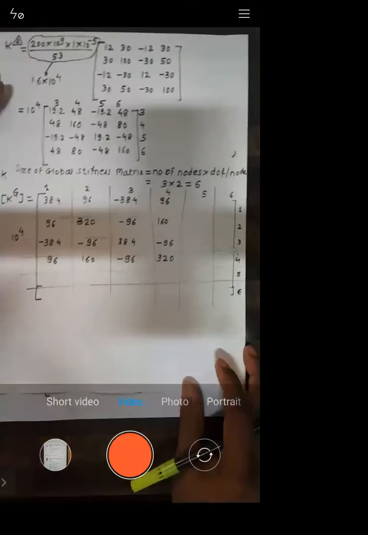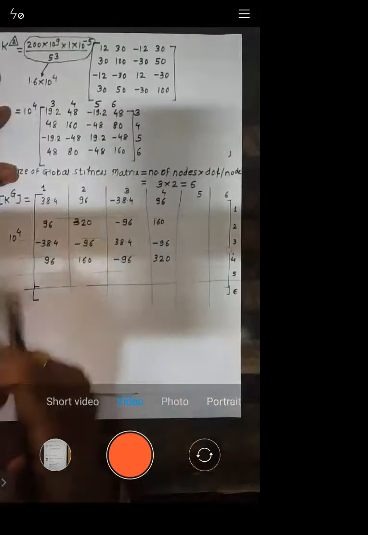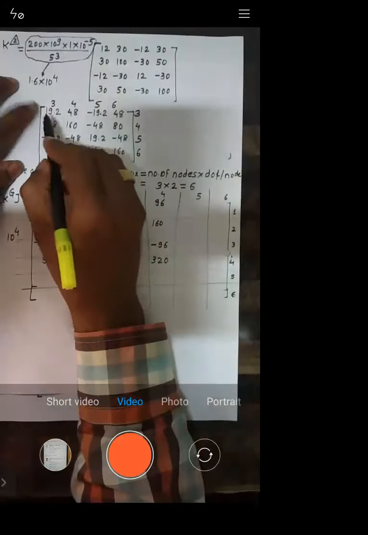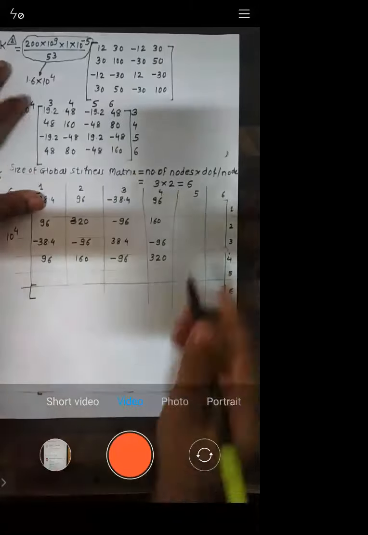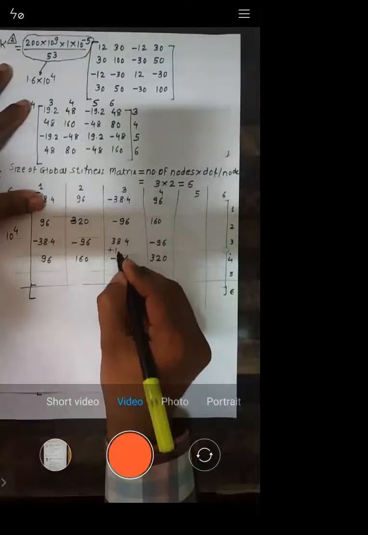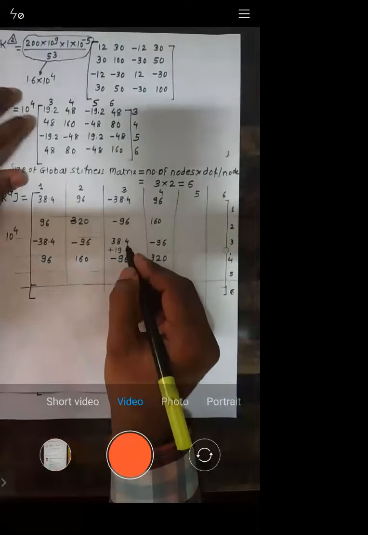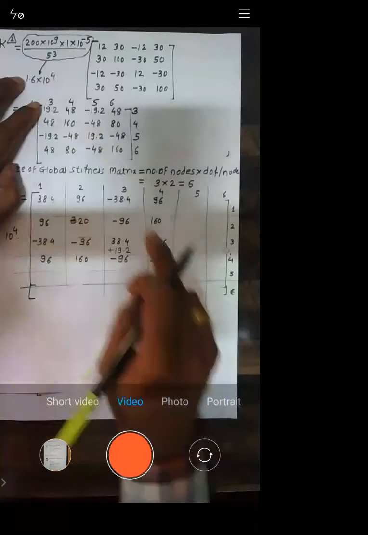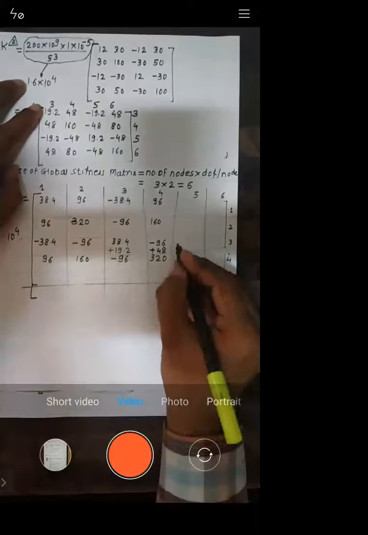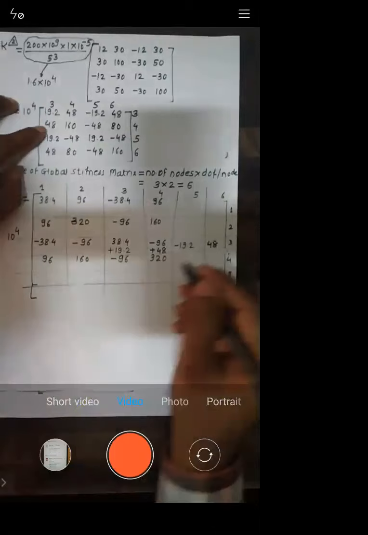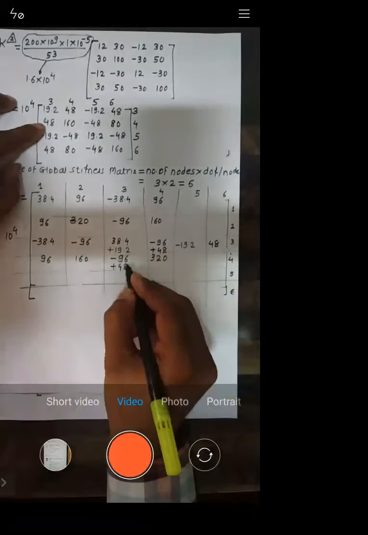Now the same exercise we need to repeat for element number 2. As I told you, you just get the starting point, that is 3, 3. So at location 3, 3, you put 19.2. This is 3 and this is 3, right? So here I need to write 19.2. Beside that 48. Then here I will get minus 19.2, then here 48, right? Then here again plus 48.